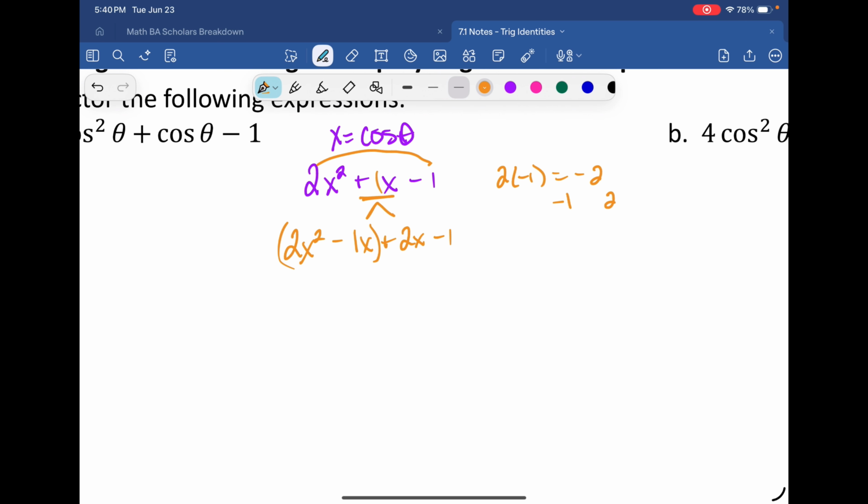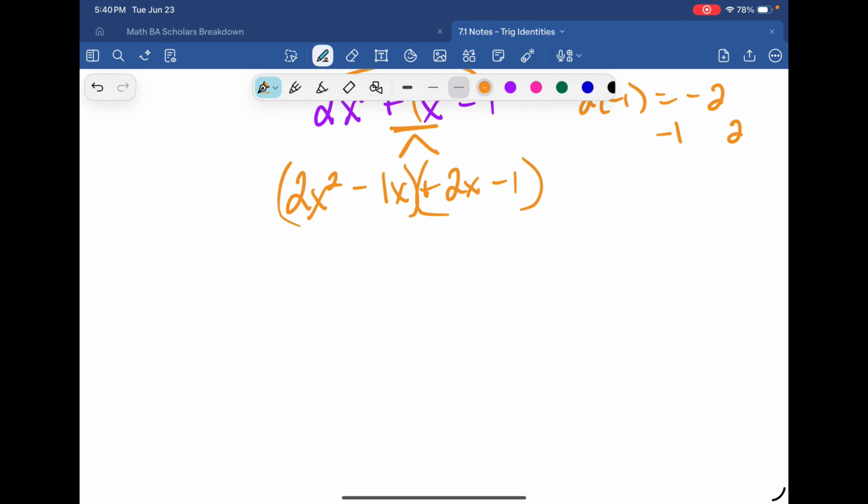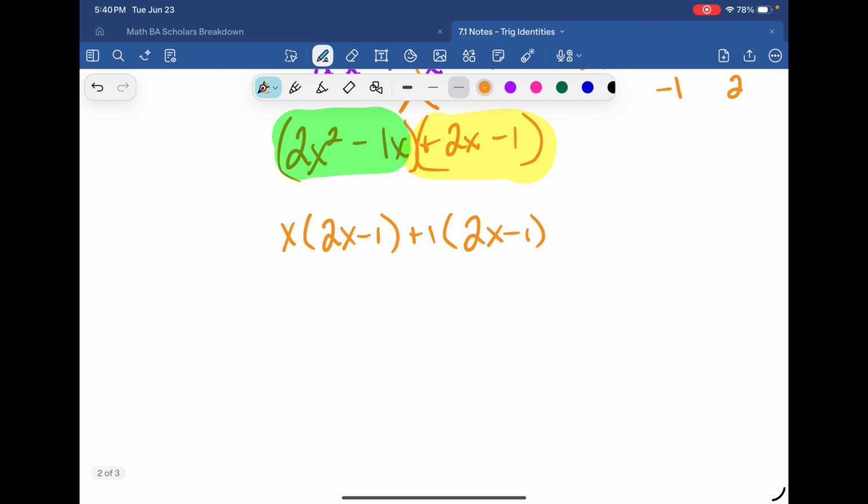Group the first 2 and the last 2. GCF of the first group. So we're looking for a GCF here. That's x. And we're going to look for a GCF here. There's not one, so you can pull out a positive 1. Common binomial factor, here and here.